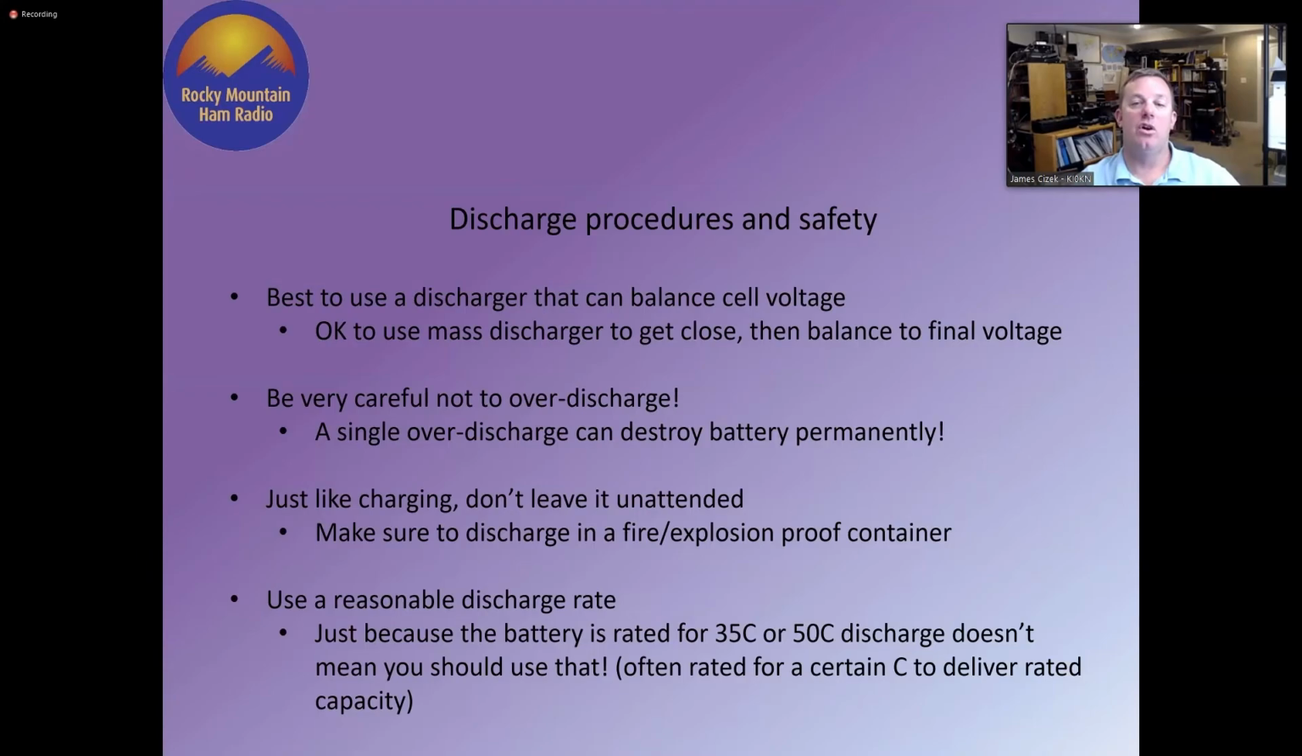Just like charging, don't leave it unattended, and make sure it's discharging in a fire and explosion proof container. And then use a reasonable discharge rate. If the battery is rated for 35C, that doesn't mean you should discharge it for storage at 35C. Often you'll discharge it at 35C and hit the voltage where it cuts off, and the battery will rebound, and it's not truly discharged to the level you think it is. If you creep up on it a little slower, it's a much safer and much more accurate process.